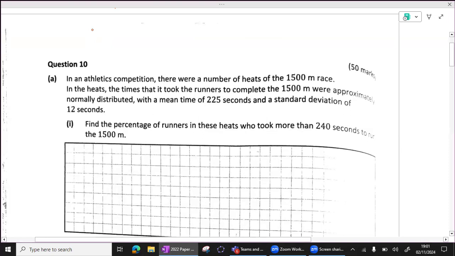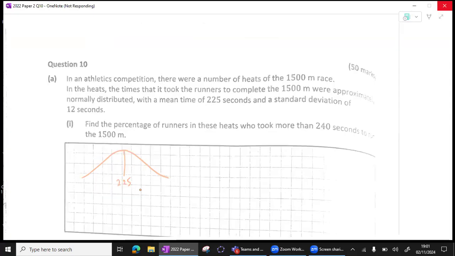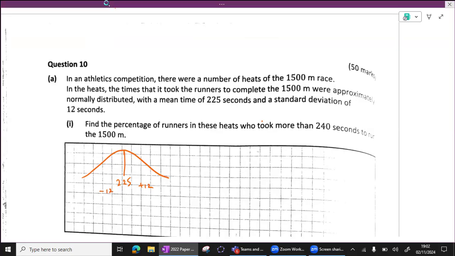I am drawing my normal distribution curve with a mean time. So in here we have 225 and a standard deviation of 12. My percentage of runners in these heats who took more than 240 seconds to run the 1,500. Now, we know it's somewhere in that region. So it's above the mean, in other words.